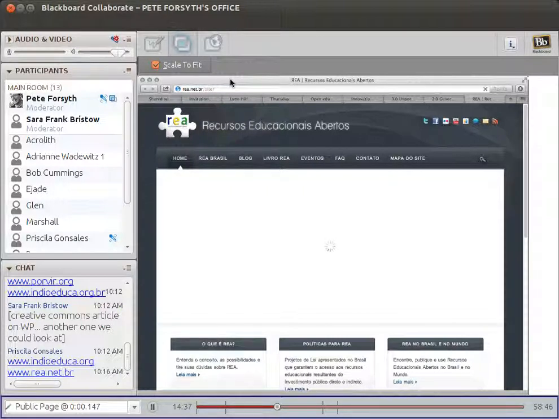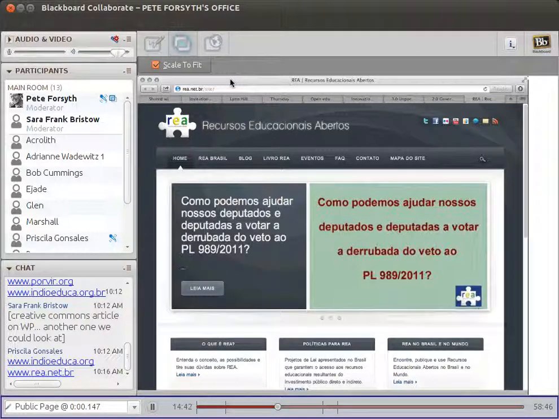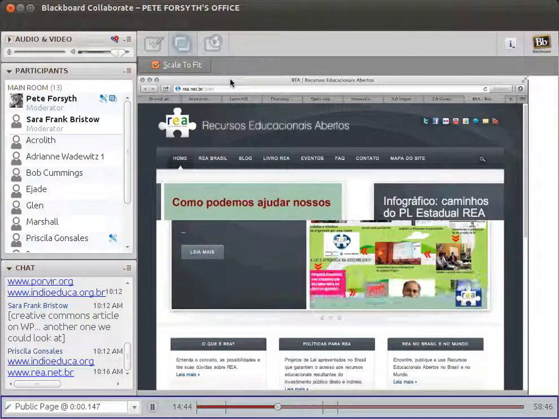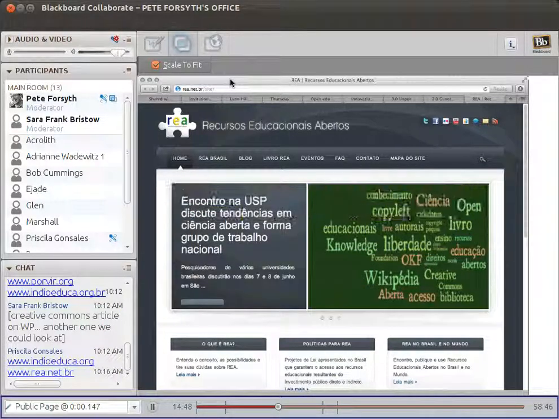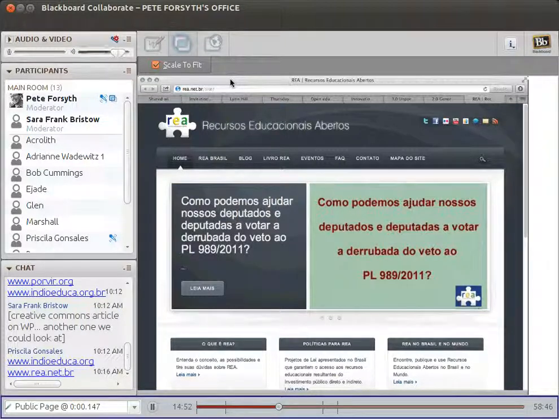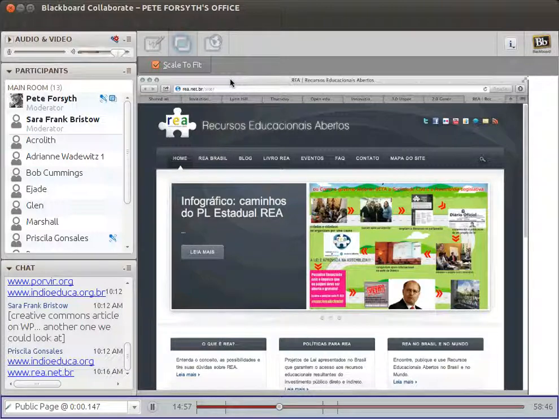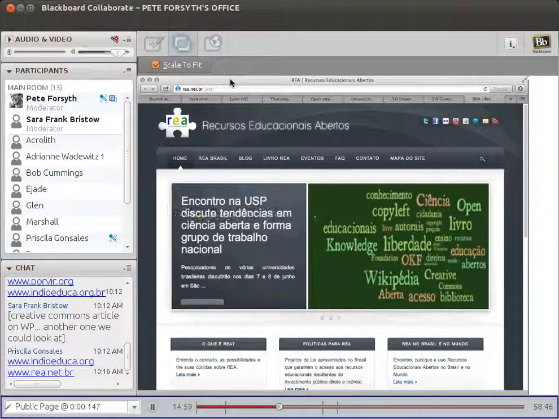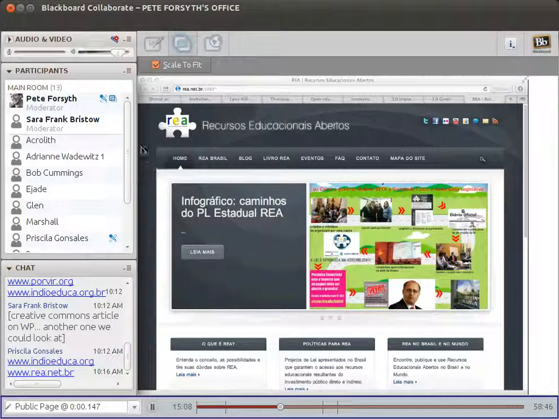We put information about OER. We have frequently asked questions about what OER is and what the public policy in Brazil is. Projects around the world in open education, a lot of conceptions that are important for our work and for society to know more about OER.